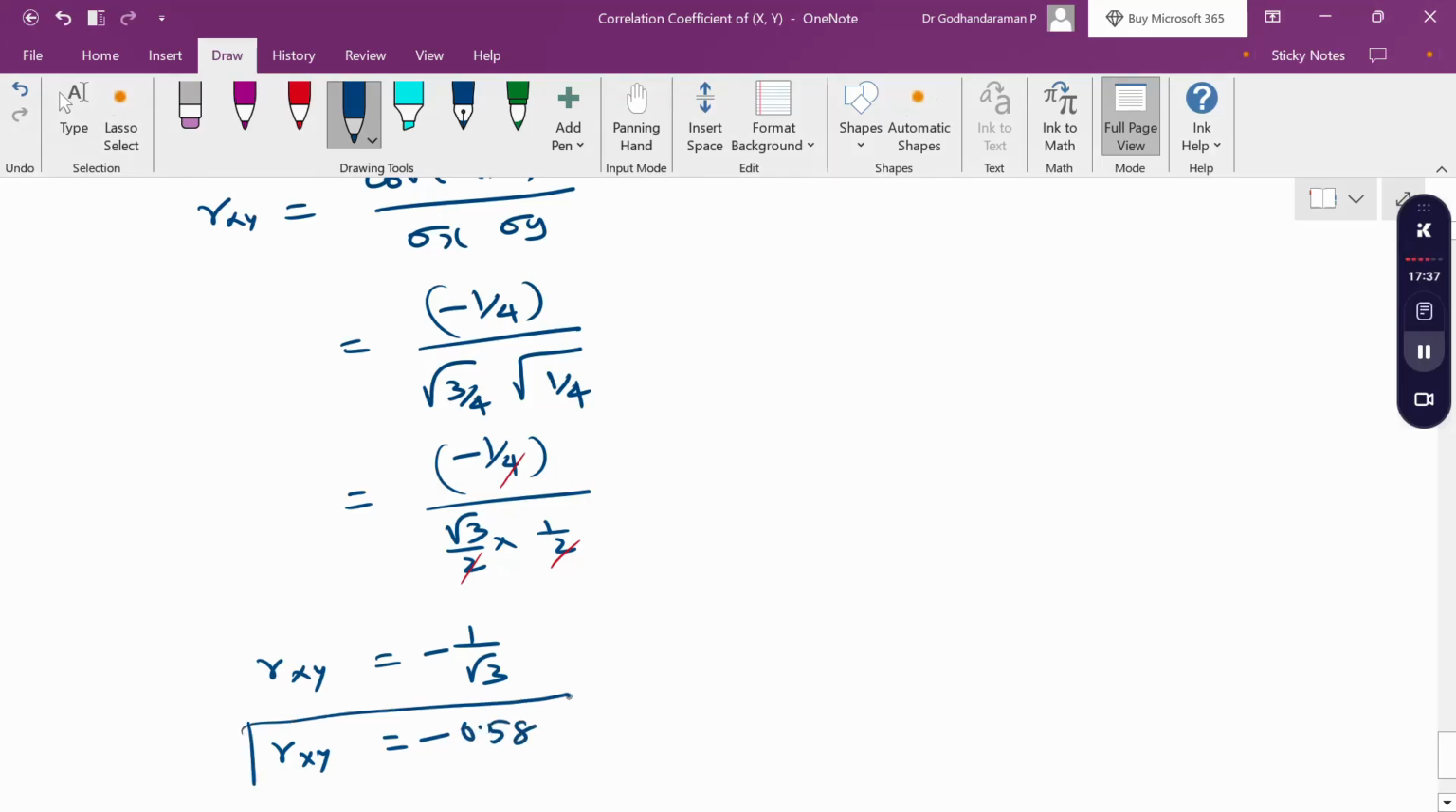It is 0.58. So the answer should be a value between minus 1 and plus 1. The correlation coefficient should always be between minus 1 and 1. If you get any different value, check once again, because the answer must be between minus 1 and 1. If it is more, check your calculation. So this is our correlation coefficient for a discrete type of problem. Thank you.